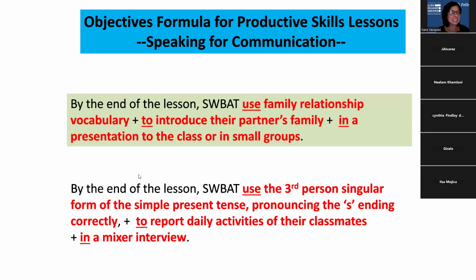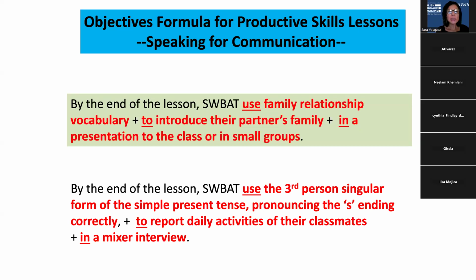Go ahead. By the end of the lesson, students will be able to use the third person singular form of the simple present tense, pronouncing the S ending correctly to report daily activities of their classmates in a mixed interview. Oh, wow, that's really loaded with a lot of information. But the more specific we are, the better.